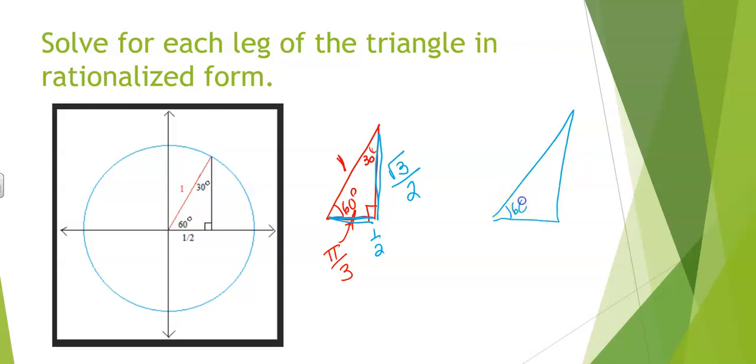So again, you could memorize the 30, 60, 90 triangle sides with a hypotenuse of 1. You could just memorize it. Or you could figure it out by knowing what the proportions are for a 30, 60, 90 triangle of any hypotenuse length. So that's up to you. You decide what works best for you.